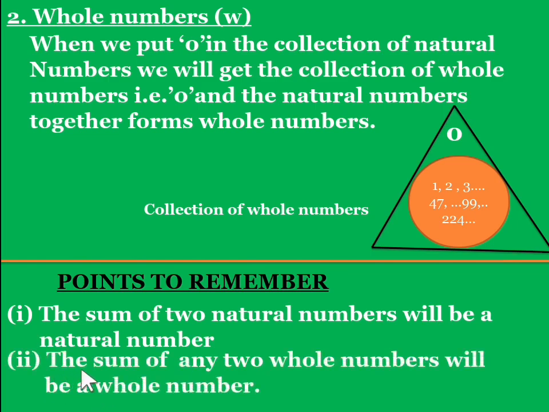Number 2, the sum of any two whole numbers will be a whole number. Similarly, when we add 1 and 5, we get 6. 6 is a whole number, and so on. So natural numbers are also whole numbers.